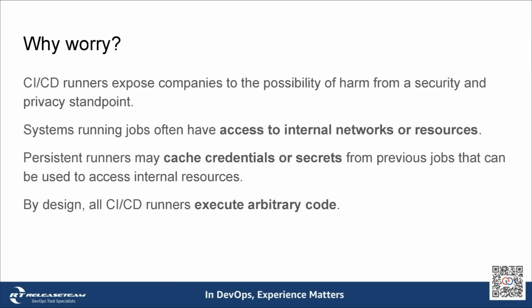So, why should we be specifically concerned about our CI/CD runners? The core issue is that these systems are inherently a security and privacy threat. To do their job, runners often have broad access to internal networks, cloud resources, and secrets. If they are persistent, they might inadvertently cache sensitive data from previous jobs. Critically, by design, every single CI/CD runner executes arbitrary, user-defined code. A compromise here is a direct path into our most sensitive internal systems, which is why protecting our runners is a critical step in pipeline hardening.